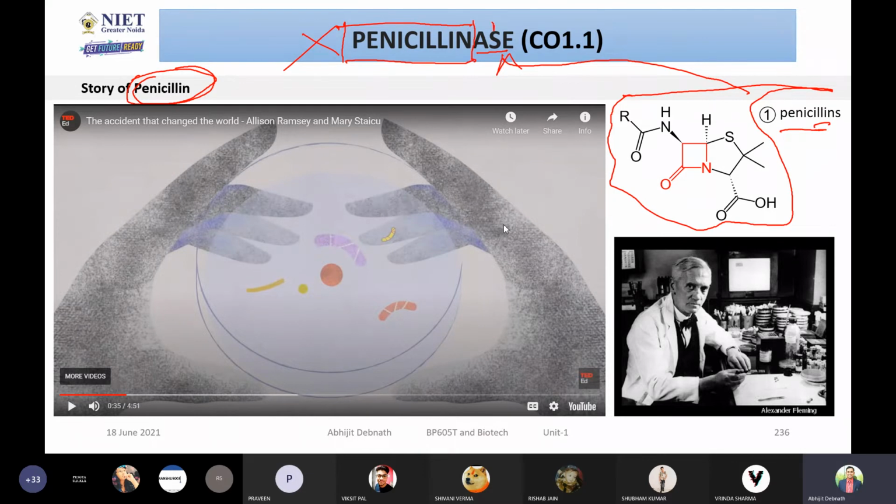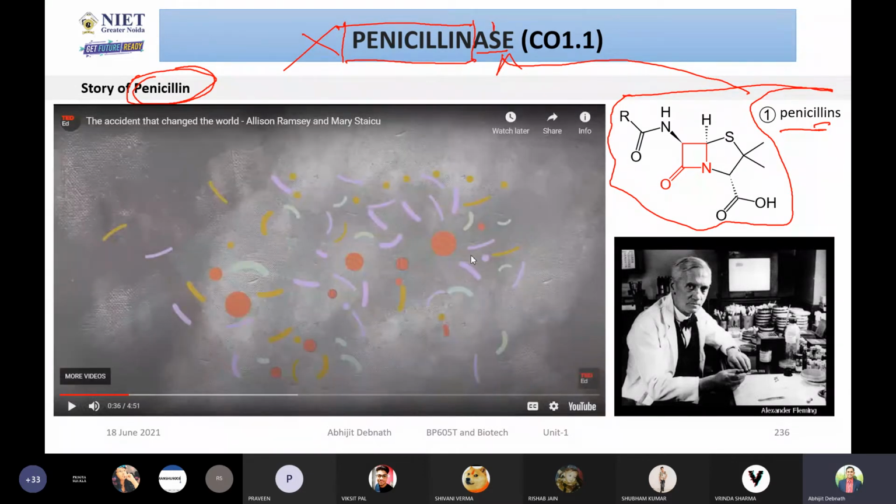This colony of mold. He was shocked, and then he studied, and he actually came to a conclusion that those fungus have some effectiveness. It has some effect on the bacteria.